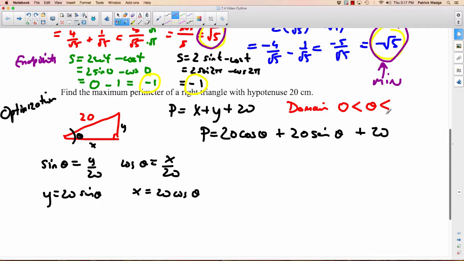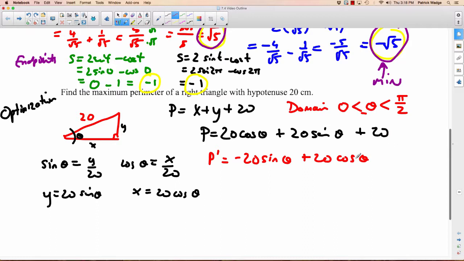And what's it have to be less than? Well, we already have a 90-degree angle here. So these other two angles have to be less than 90 degrees, or in terms of radians, pi over 2. Okay, let's take the derivative. P prime equals, the derivative of cosine theta is negative sine, so we're going to have negative 20 sine theta. Derivative of sine theta is cosine theta, so plus 20 cosine theta.